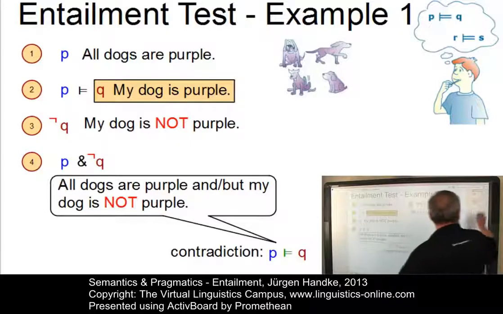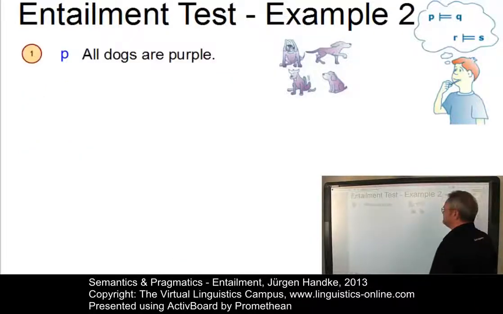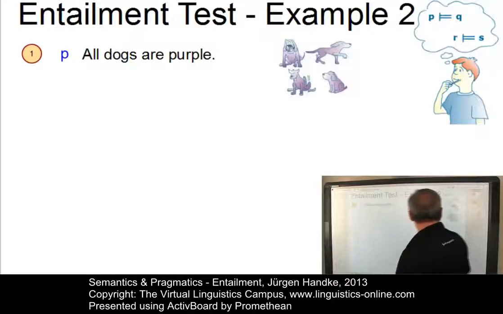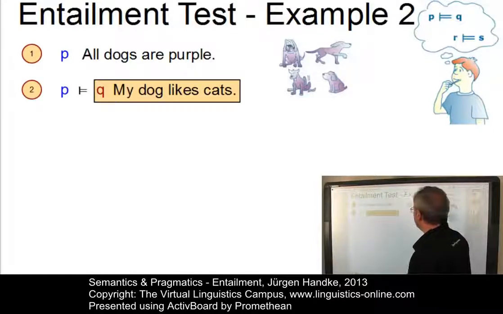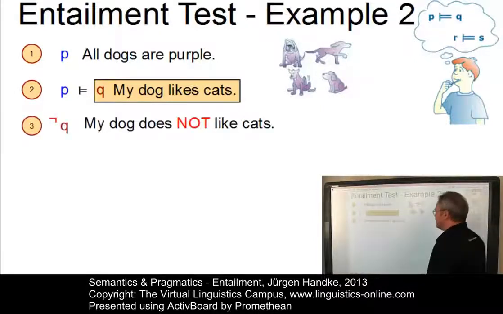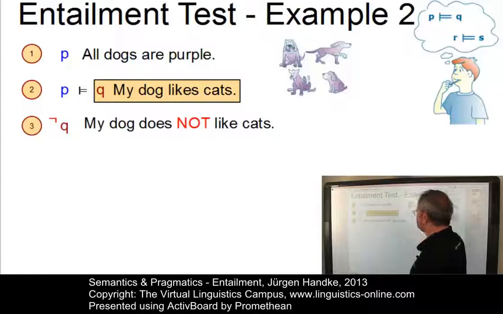Here is another example. Again, the same proposition, all dogs are purple. Now step 2, we assume any proposition Q to be entailed by P. This time we assume that my dog likes cats is entailed by P. Step 3, we have to make Q negative. My dog does not like cats.